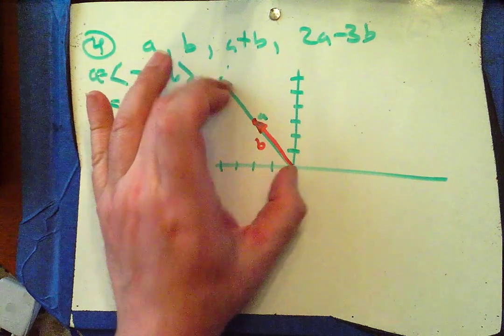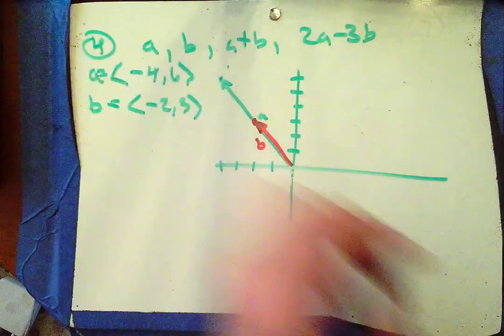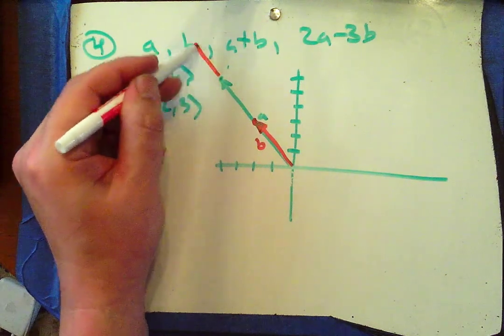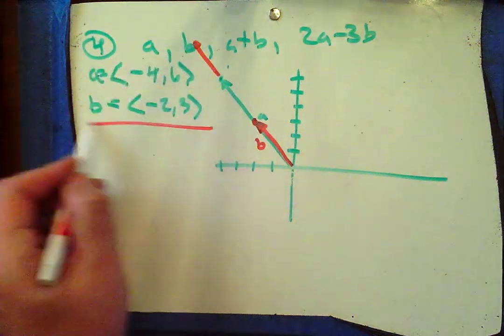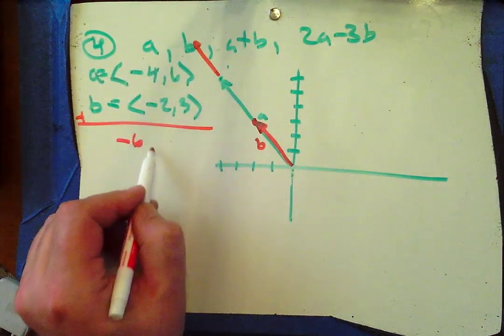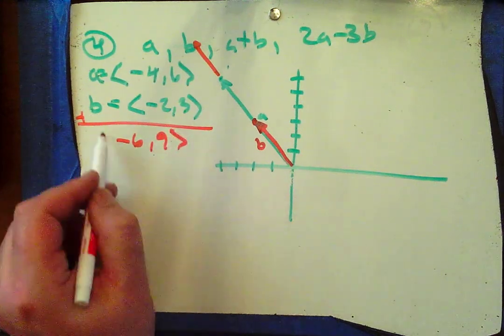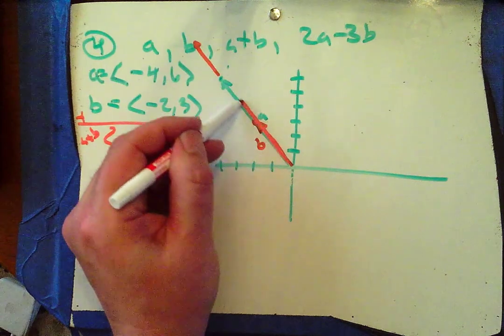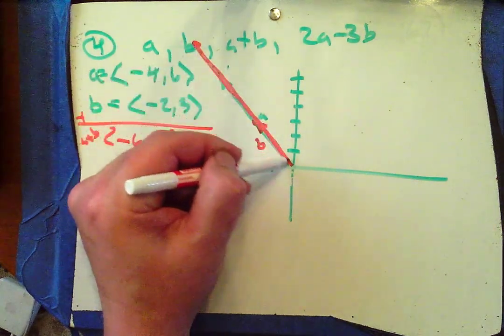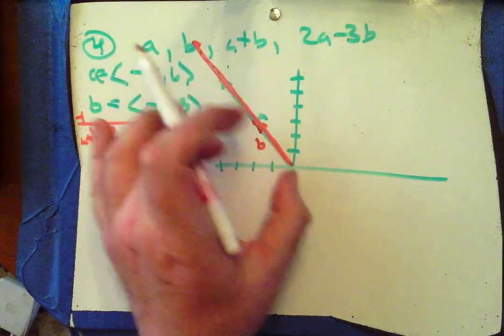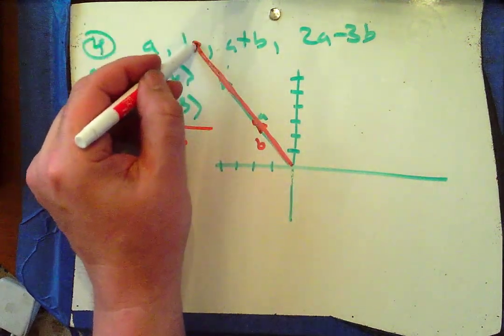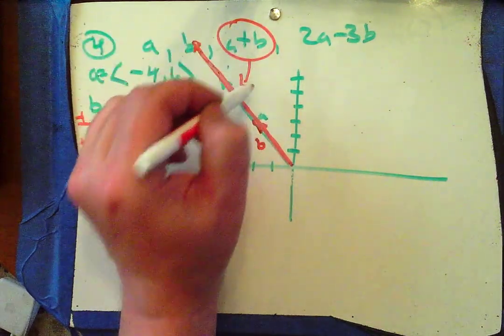Well, if I take a and then I add b to the end of it, I'm now going to be out here. And what will that be? That will be negative 6, 9. So this whole thing now, where I went a and then I took b and added it at the end of a, this is now a plus b.